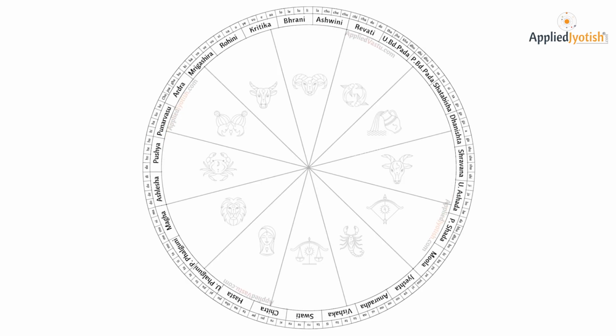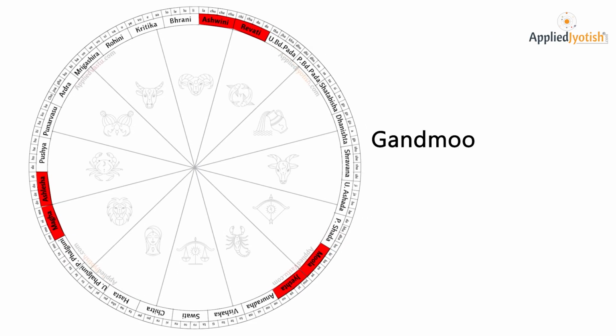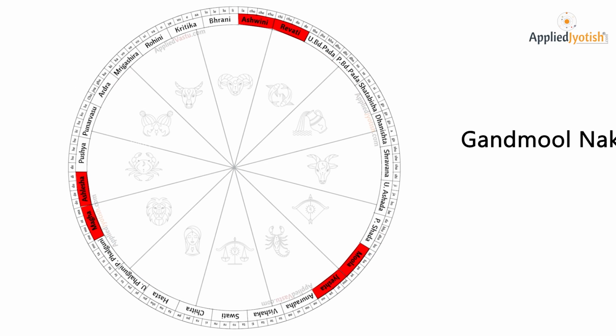Now let's learn about Gandamula Nakshatras. In Vedic astrology, 6 nakshatras, Revati, Ashwini, Ashlesha, Magha, Jyeshtha and Mula are called Gandamula Nakshatras. Observe the Applied Jyotish birth chart.